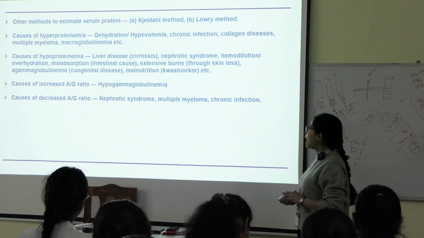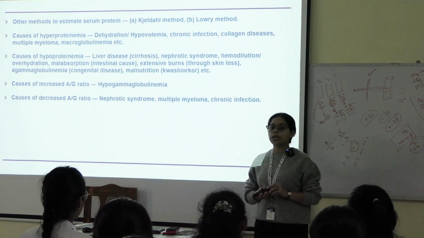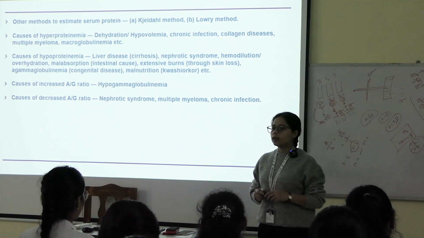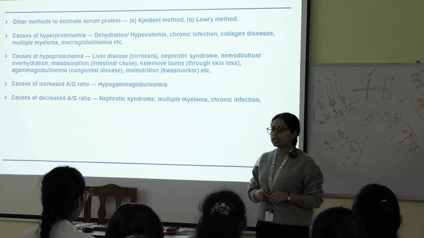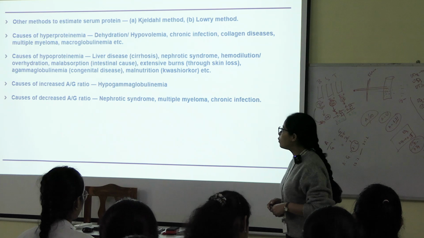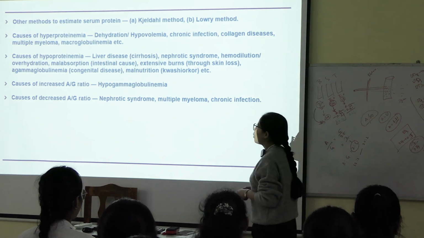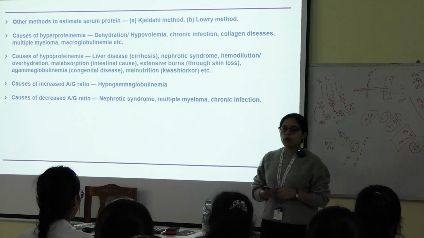Okay. Then we have malnutrition, that is kwashiorkor. Do you know what is kwashiorkor and what age group has it? Malnutrition? Childhood. Yes, children have it. Kwashiorkor disease. Then causes of increased AG ratio, hypogammaglobulinemia. That causes increased AG ratio.